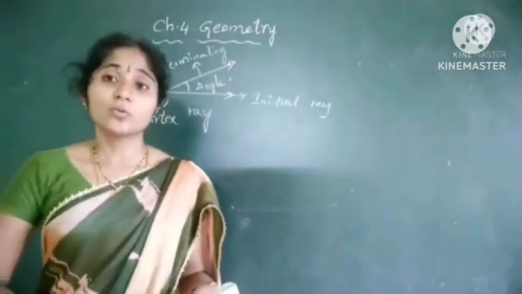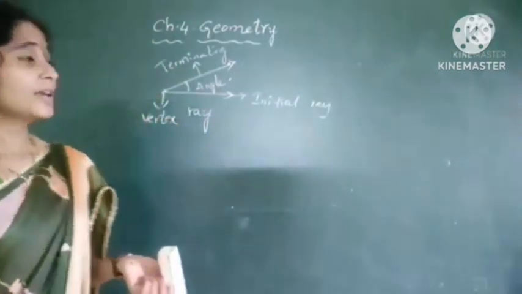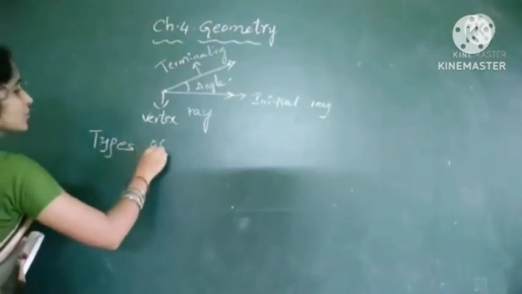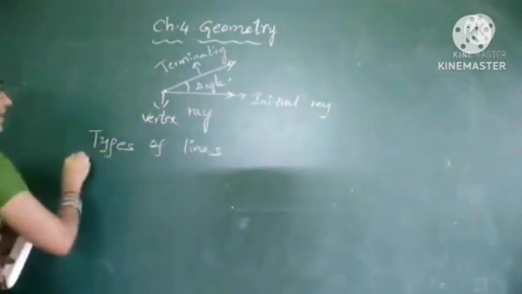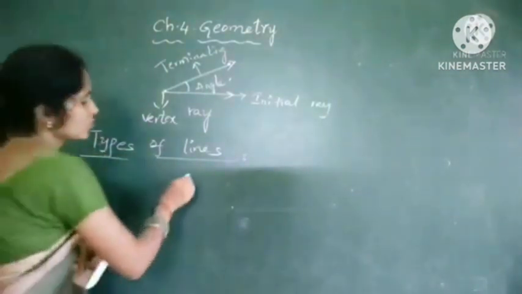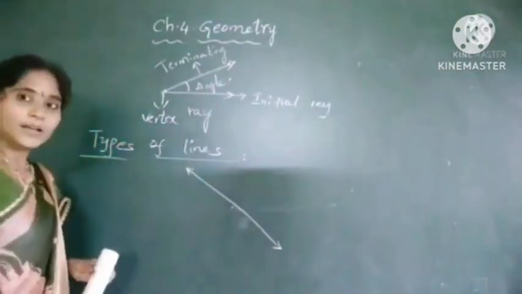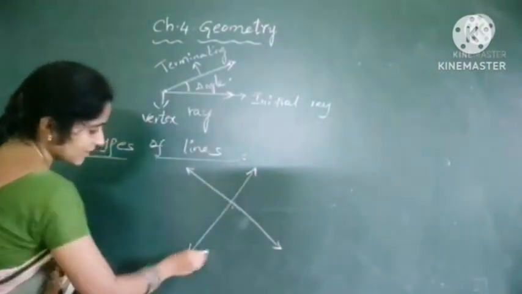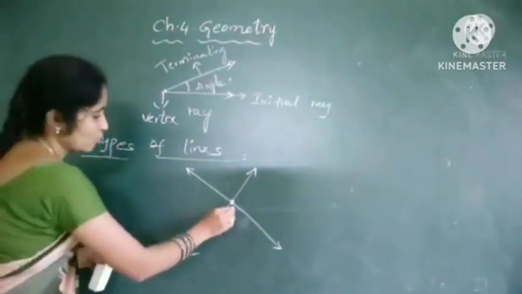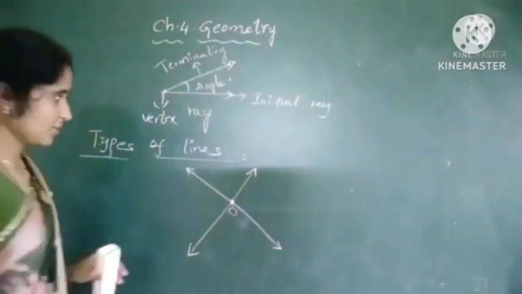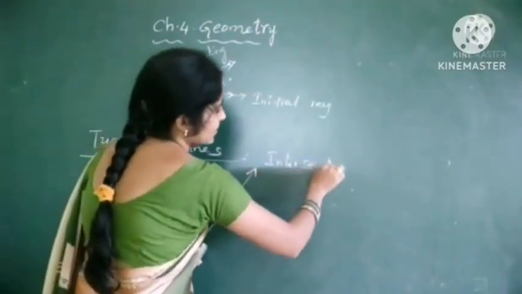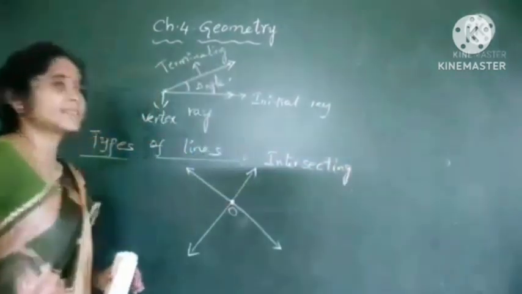Okay. Now, for lines, do you know the types of lines? Have you remembered the types of lines? Lines can extend endlessly in both directions. So this is a line and this is also a line. These 2 lines meet at a common point, suppose O. These 2 lines are called intersecting lines.